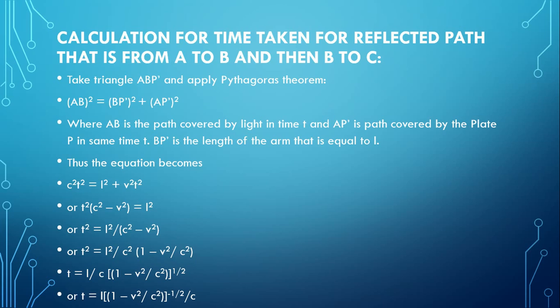T square equal to l square, then taking the downward l square divided by c square minus v square, and then T square equal to l square by c square of 1 minus v square by c square. T equal to l by c of 1 minus v square by c square whole power of minus half, because this is under the root, and then it goes up to become 1 by 2. Or T is equal to l by c of 1 minus v square by c square to the power minus 1 by 2.